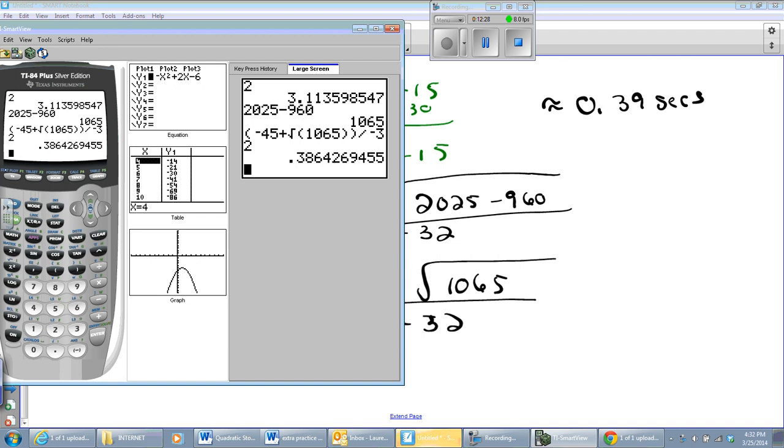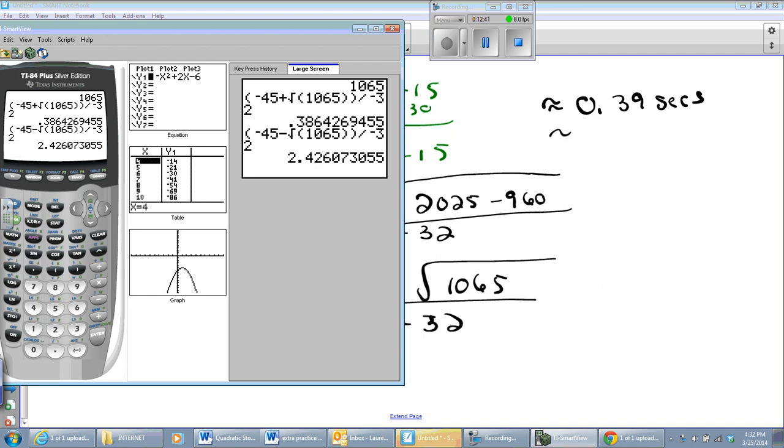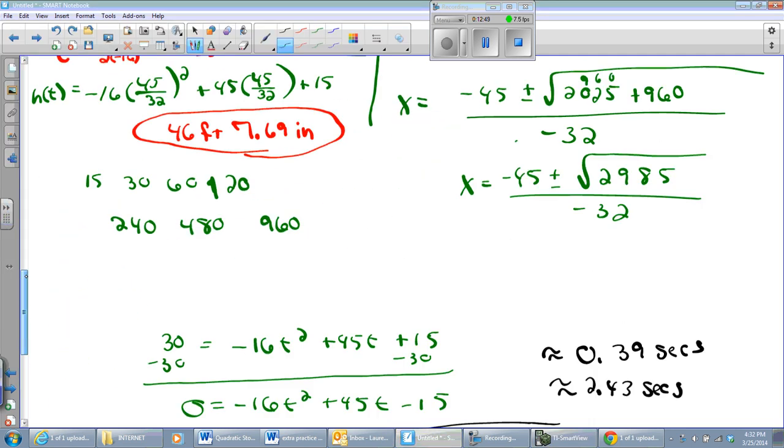Okay. And then I'll do second enter, and I'll change that positive to a minus, the negative square root. And that will get me about 2.43 seconds. So 0.39 and 2.43.